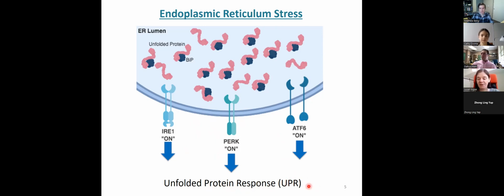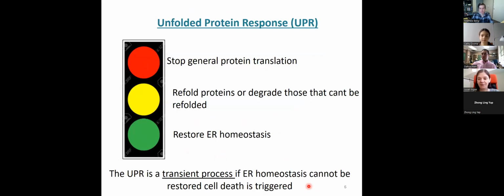So what does the UPR do? We can really consider the unfolded protein response as being a little bit like a traffic signal. So we get this general halt in cap-dependent protein translation, and the reason for that is we have an ER that's already stressed, so we don't want to be placing more demands upon it to fold additional protein.